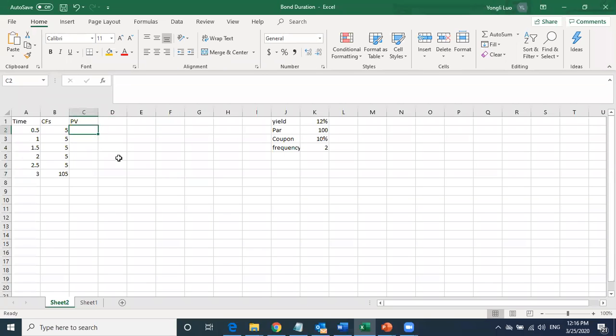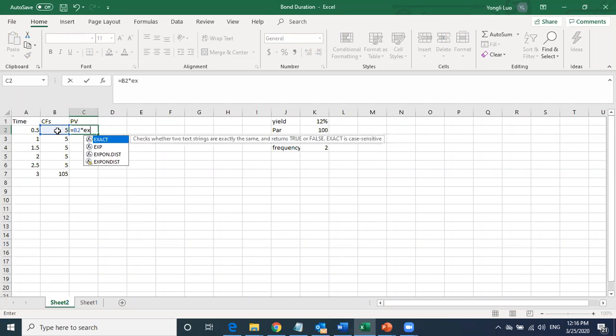Okay, the present value of the cash flow. So you discount this one to the present. It's going to be the cash flow times exponential. Remember, we use continuous compounding, and minus the time t times the yield. Remember, we have this yield divided by 2. It is the semi-annual coupon, right?